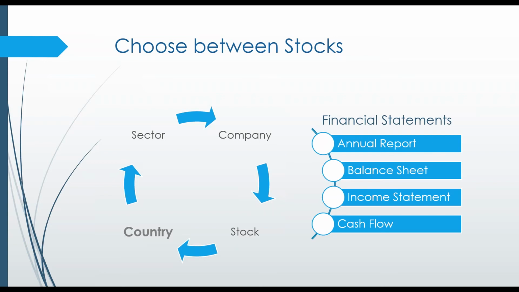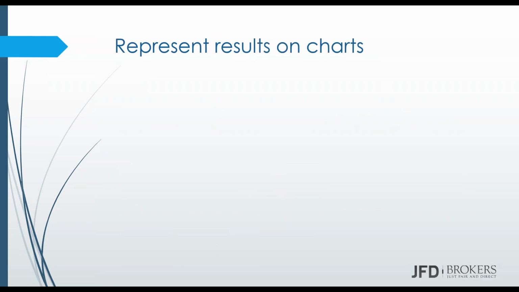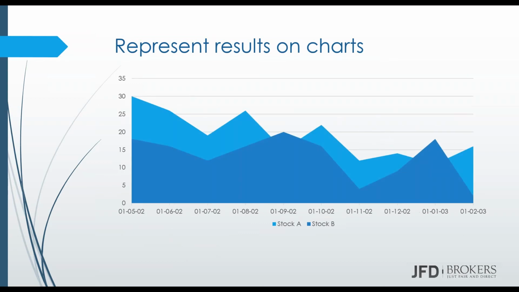Going on, I have finally ended up with a smaller number of stocks. I'm looking for the stock data, like earnings per share, price to earnings, dividend, and similar data. I can use some ratios to analyze the numbers and compare the data between the stocks. Moreover, I can represent all this data on charts to make it easier for me to choose the perfect stock.